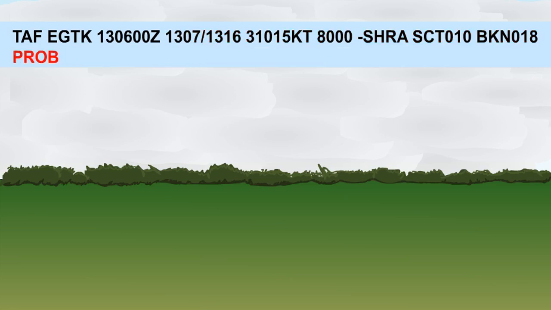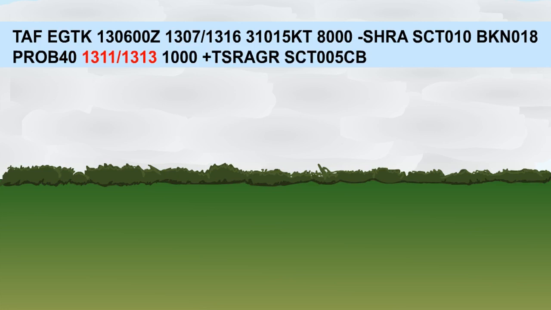A probability indication can be used to assess the likelihood of occurrence and is shown by the code PROB. This is expressed as a percentage of either 30% if the probability is considered low, or 40% if there is a high probability of the weather being as forecast. Probability can be followed by a time group as shown here, or by an indicator such as becoming or temporarily.